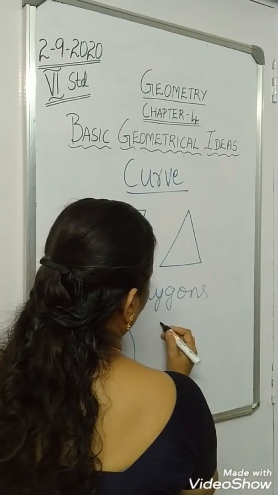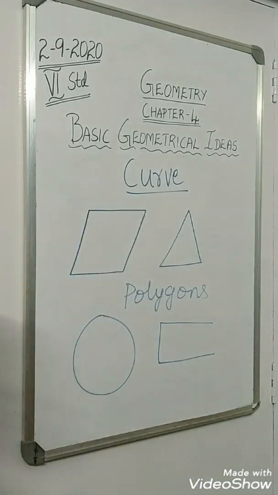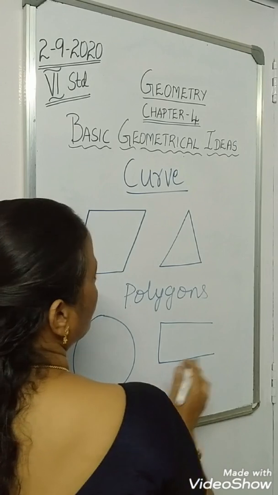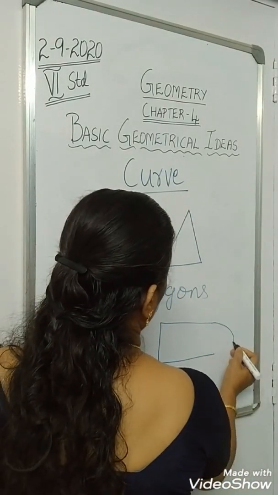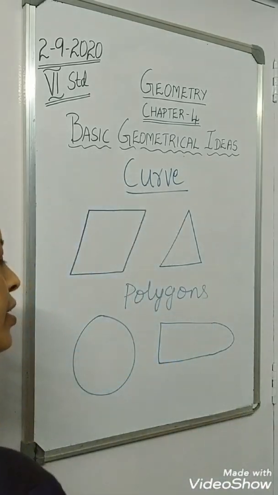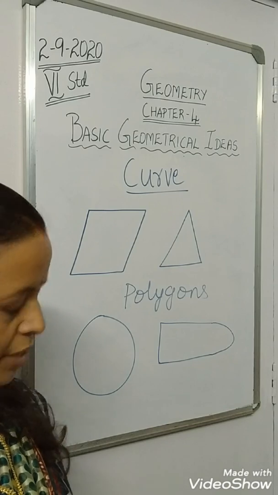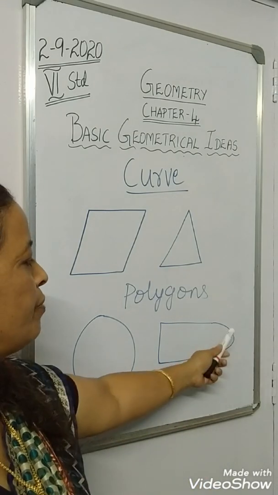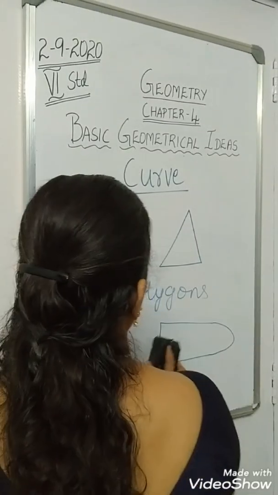Now look here. Is this a polygon? No, it is not a polygon because it is not closed. Now, is this a polygon? No, it is also not a polygon. Even though it is closed, it is not made up of line segments. Okay?